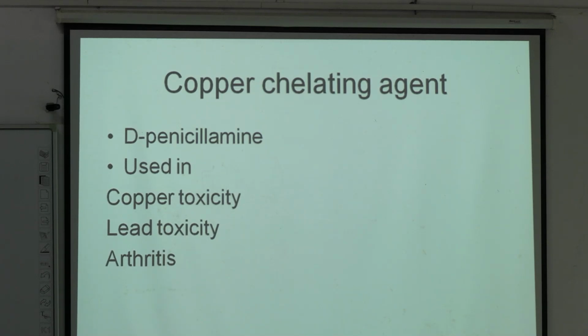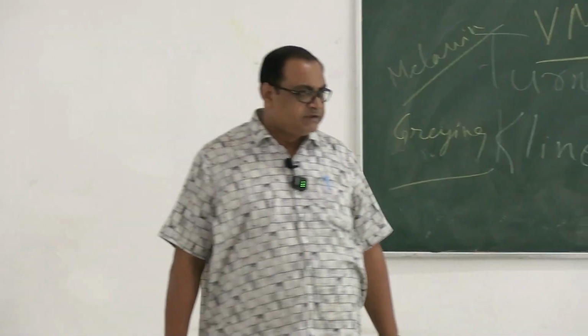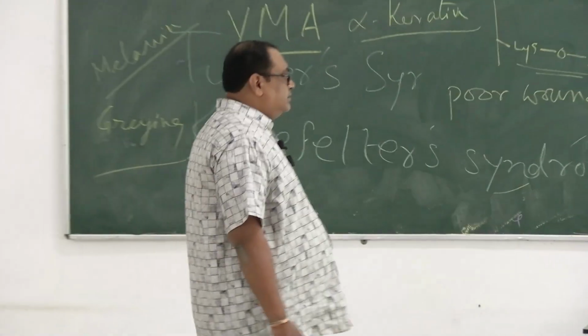Why? Because it will chelate the excess heavy metal or copper in the body, and it will be excreted through urine. So the body will get rid of excess copper. It is also used in certain other diseases like arthritis. Helpful. Good. Next.